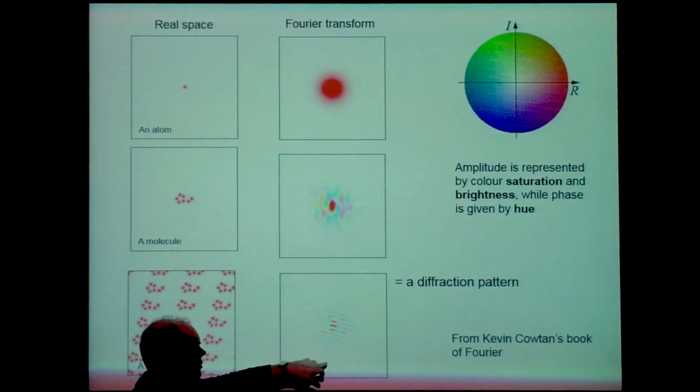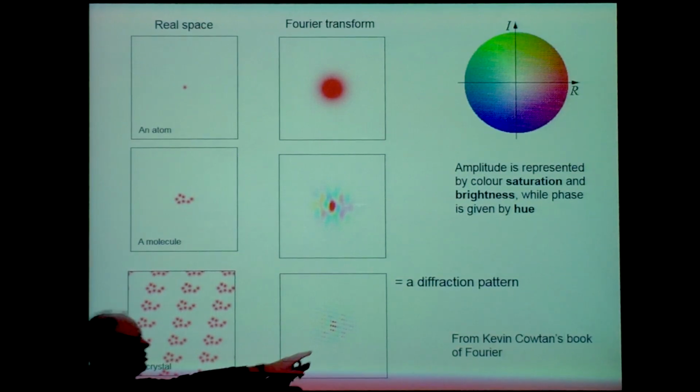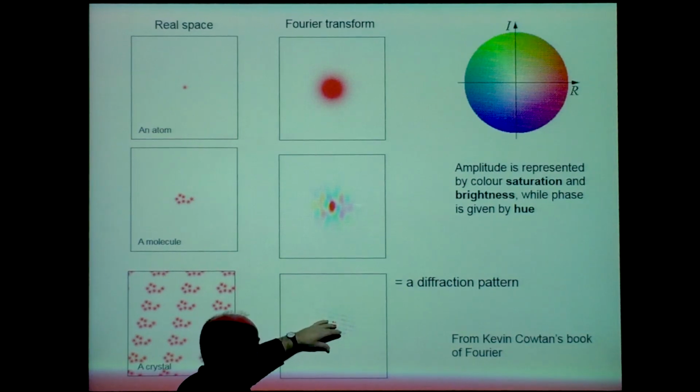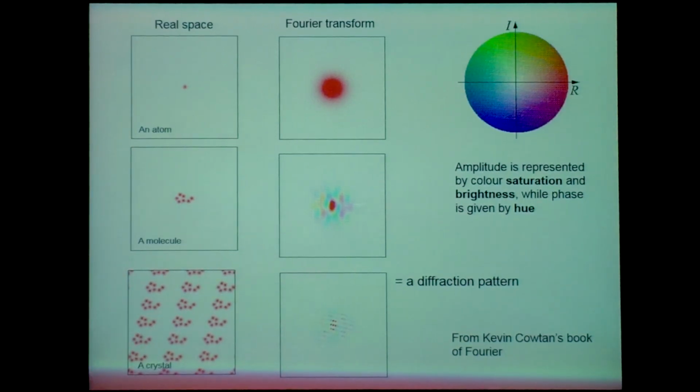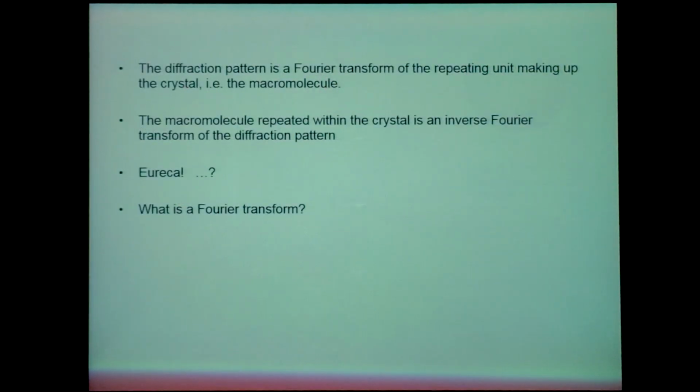This is the higher frequency information, this is higher orders of the Miller indices. That is more detailed information. This is the lower detailed information. So if I look at that with my fuzzy view, it's essentially the same as that red spot there. So the center stuff is low resolution, outside is higher resolution. So the diffraction pattern is a Fourier transform of the repeating unit making up the crystal.